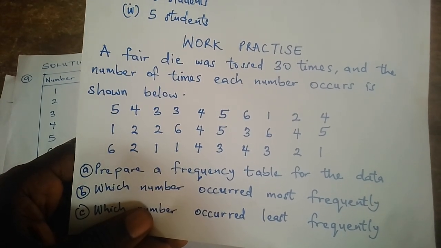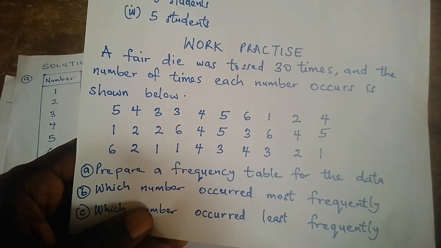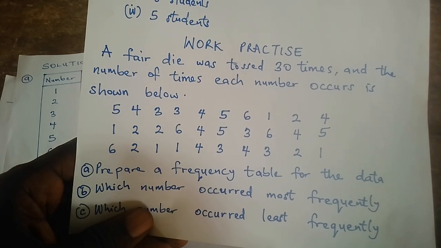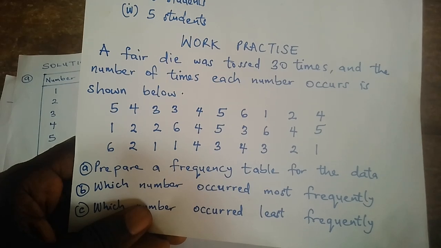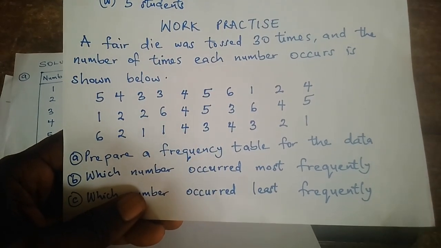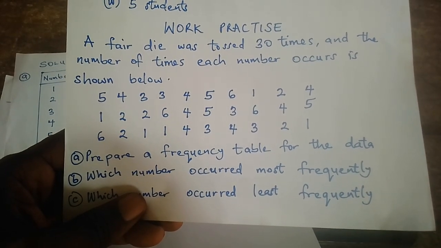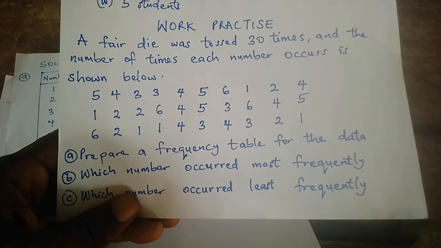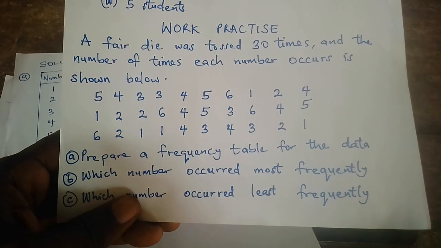So in the 6 faces, they place a number. It can be 1, it can be 2, with the dots that are drawn on it. So anytime you throw the die, any one of it can come up. It can be 1, it can be 2, it can be 3. So the question now says that if you throw such a die 30 times, which number will occur most frequently?